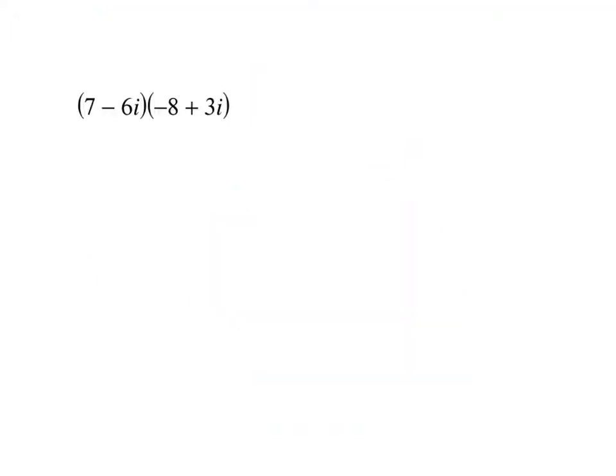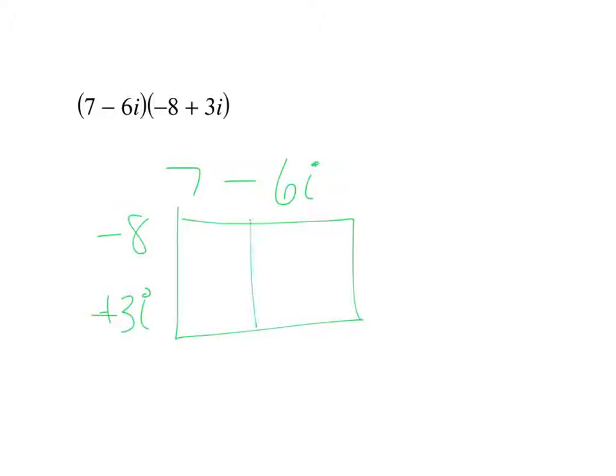The next example is multiplication. I'm going to do box method in order to do this. So 7 minus 6i and -8 plus 3i. Okay, so -8 times 7 is -56, and -8 times -6i is a positive 48i. 7 times 3i is 21i, and 3i times -6i is -18i squared.